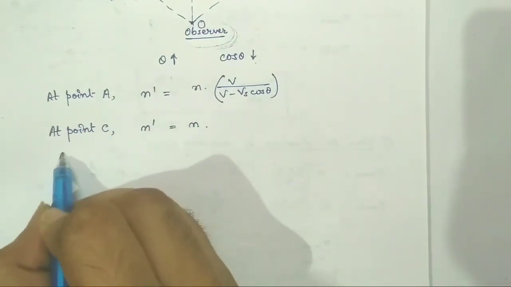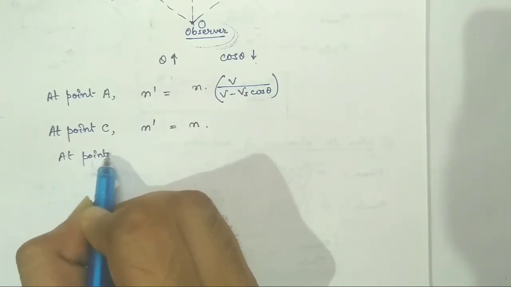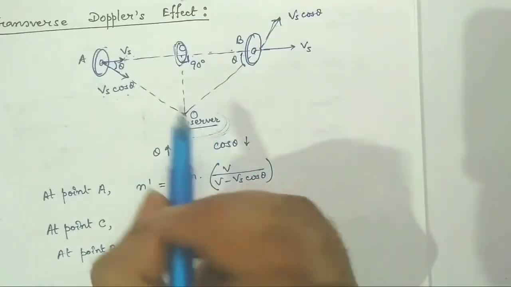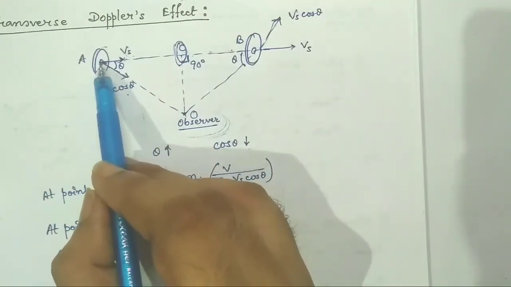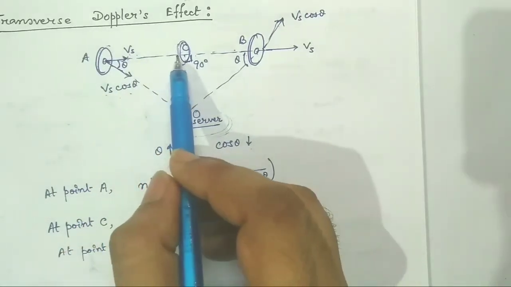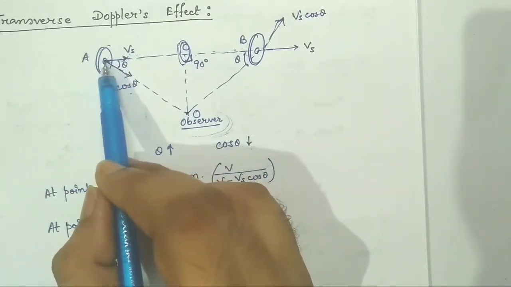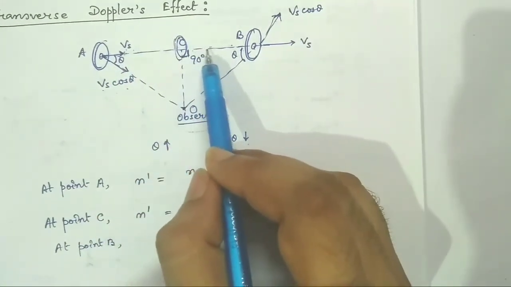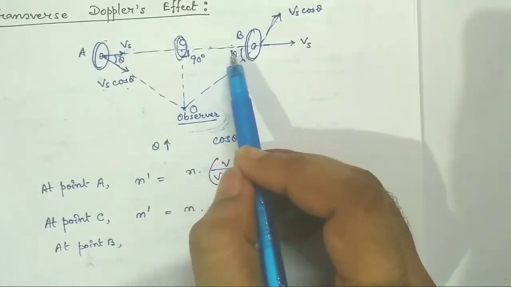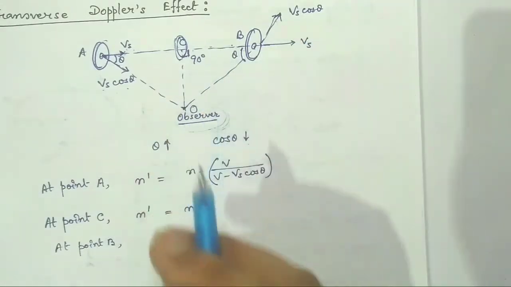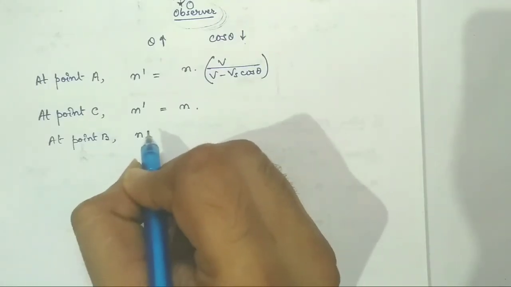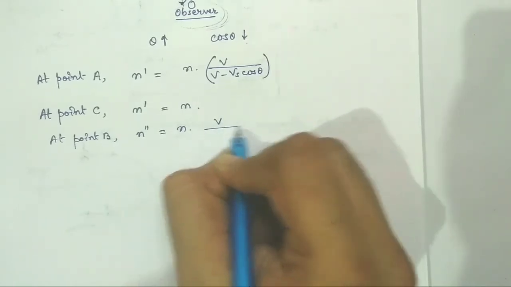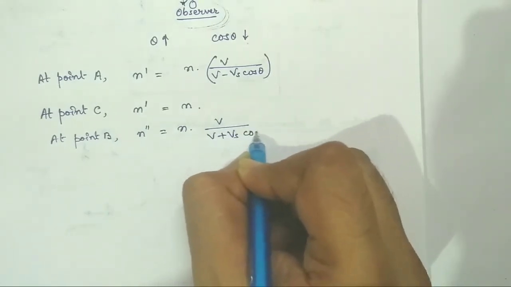Move on to point B. At point B, you can see that from point A the sound source is coming towards the observer, and so the apparent frequency heard by the observer will increase, and when the sound source is moving away from the observer, the apparent frequency heard by him will decrease. So the apparent frequency when the source is at point B will be given by n double prime equal to n into V divided by V plus Vs cos theta.